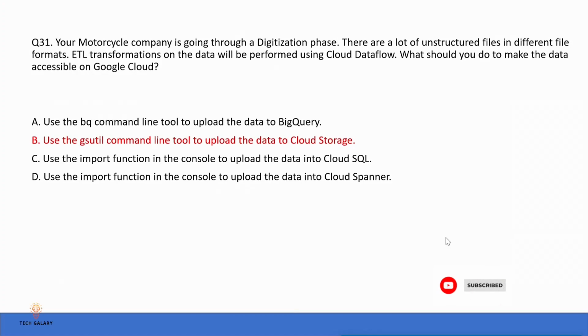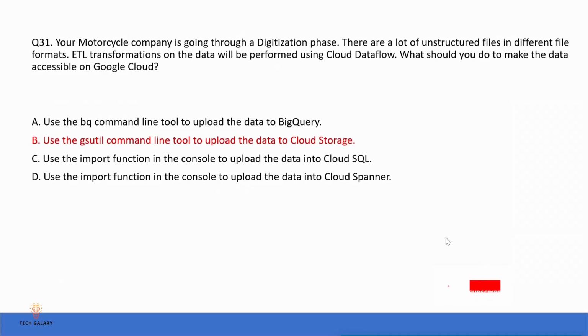The gsutil command line tool is used to interact with Cloud Storage, and Cloud Storage is well suited for storing and accessing unstructured files. So by using gsutil, you can upload the unstructured files to Cloud Storage and make them accessible on Google Cloud.